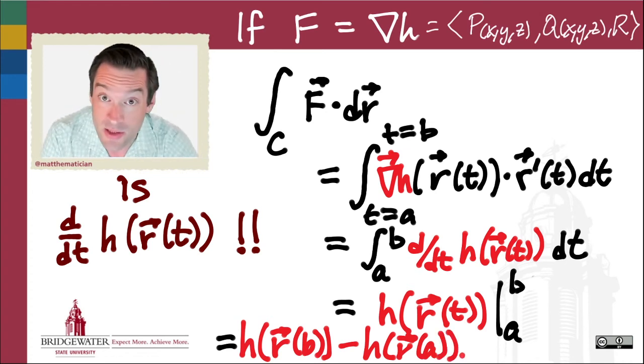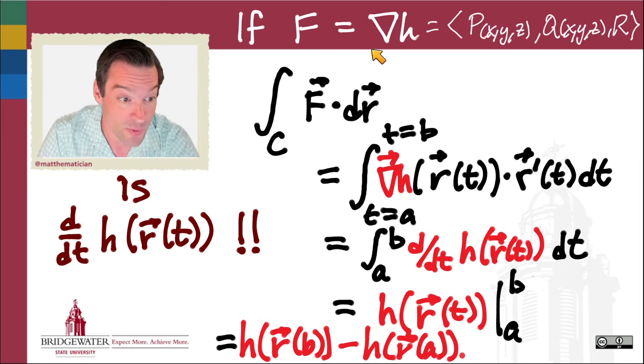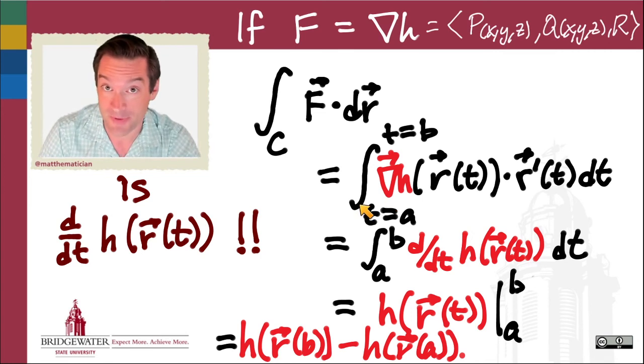And so there it is. We can compute a path integral of a gradient vector field by just finding the scalar potential function h, of which our vector field is the gradient, and then just evaluating that scalar potential function at the endpoint and at the starting point of my curve, and just subtracting the two.